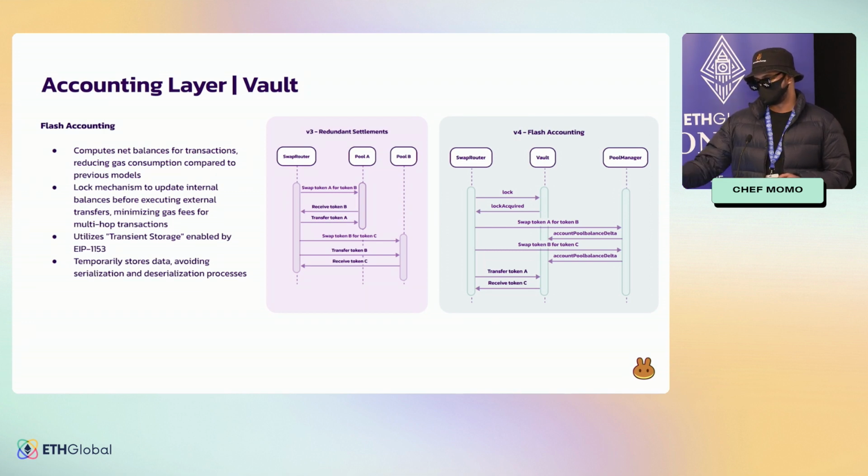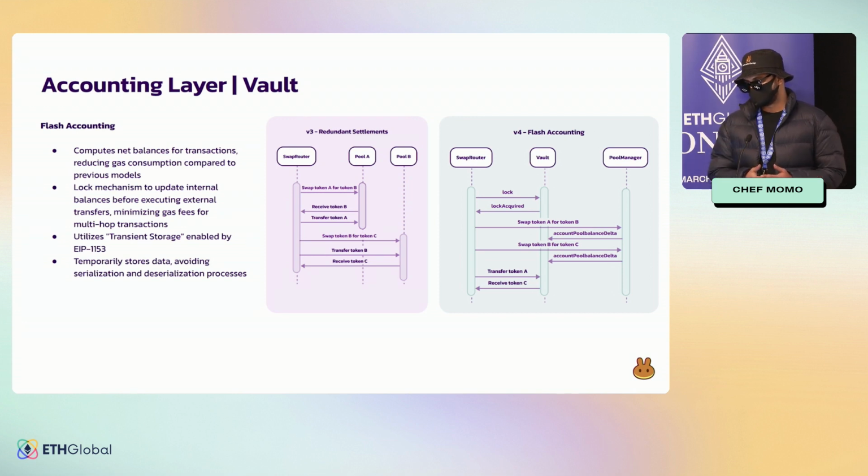So as you can see in V4, only two token transfers happen, which is transfer of token A and receipt of token C, while for V3 you can see that token B is received and then transferred again, right? So this kind of leads to gas savings.